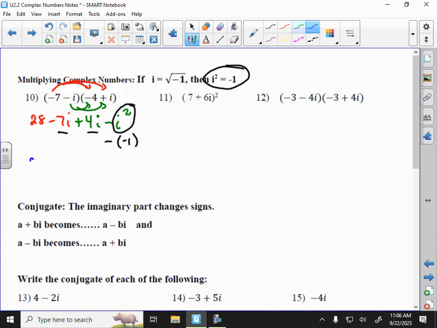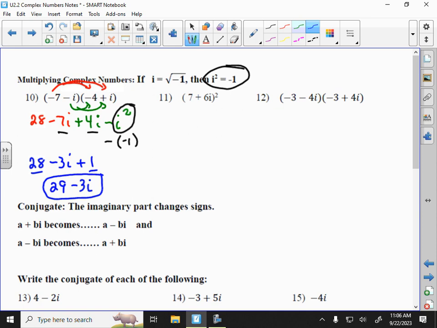All right, so right now we have 28. Combine like terms in the middle, that's -3i. And then minus and times a -1 is going to change it to +1. So -i squared changes to +1. Now I can add 28 and 1 together, so it's 29, and then -3i.